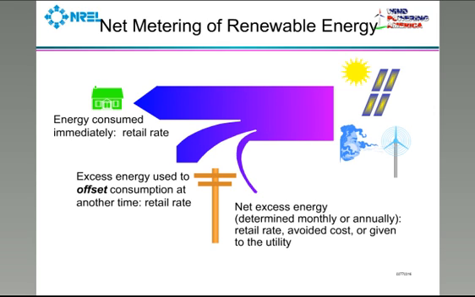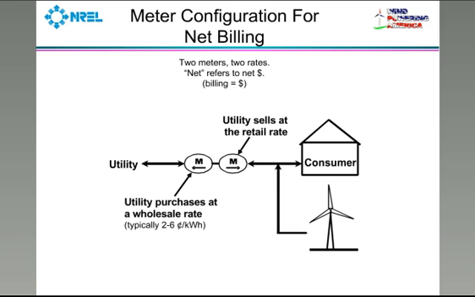You've probably swapped half of it. And so whether you get full retail rate for that energy or 2 or 3 cents can make a big difference on the economics. So that's hopefully a not too confusing explanation of net metering.